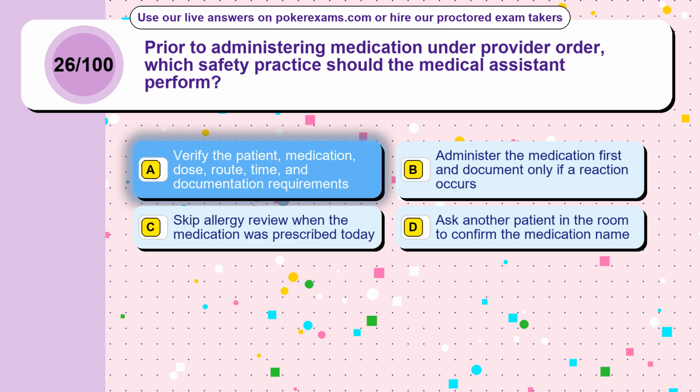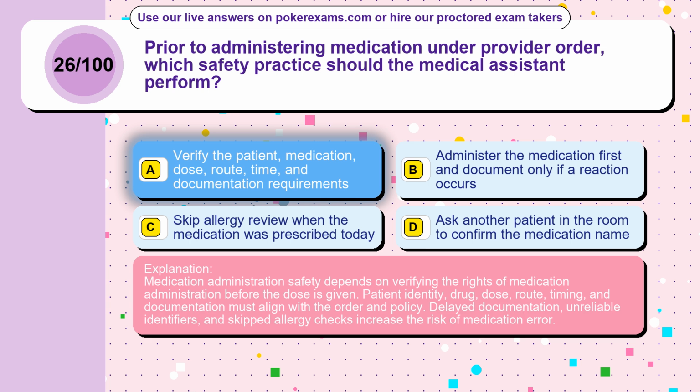The correct answer is option A. Verify the patient, medication, dose, route, time, and documentation requirements. Medication administration safety depends on verifying the rights of medication administration before the dose is given. Patient identity, drug, dose, route, timing, and documentation must align with the order and policy. Delayed documentation, unreliable identifiers, and skipped allergy checks increase the risk of medication error.